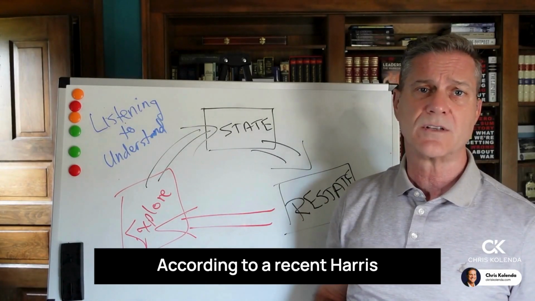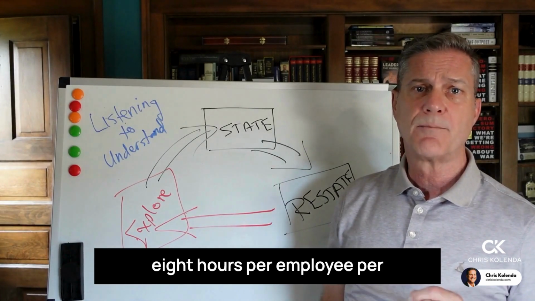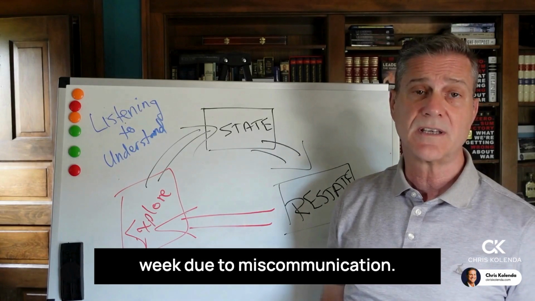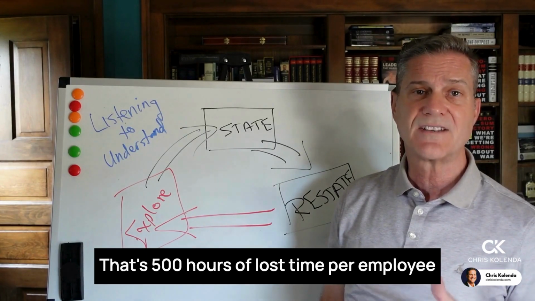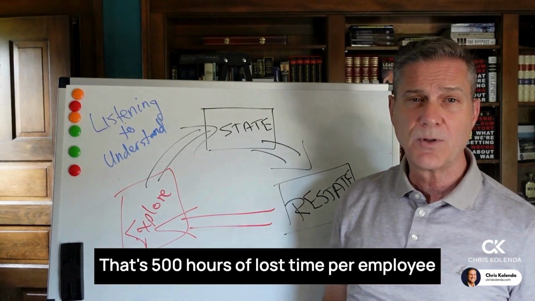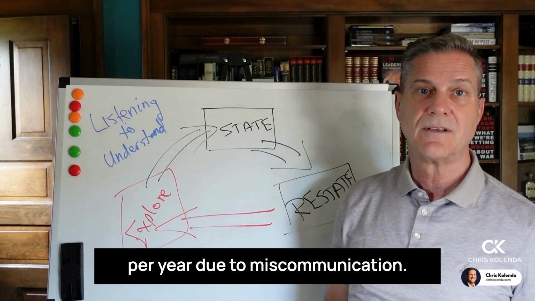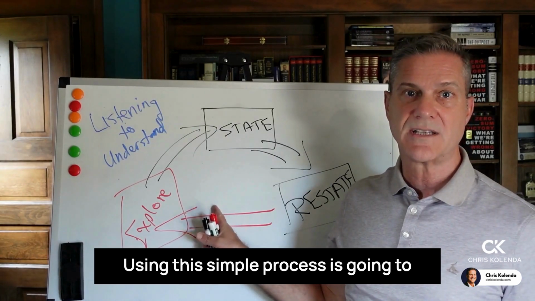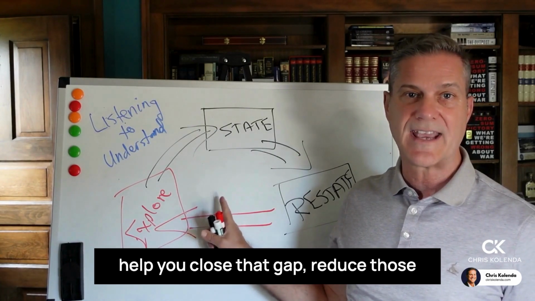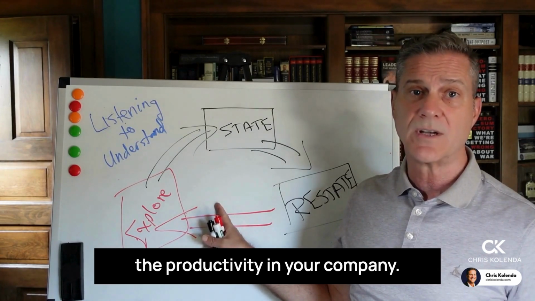According to a recent Harris poll, the average company loses 8 hours per employee per week due to miscommunication. That's 500 hours of lost time per employee per year due to miscommunication. Using this simple process is going to help you close that gap, reduce those miscommunication errors, and boost the productivity in your company.